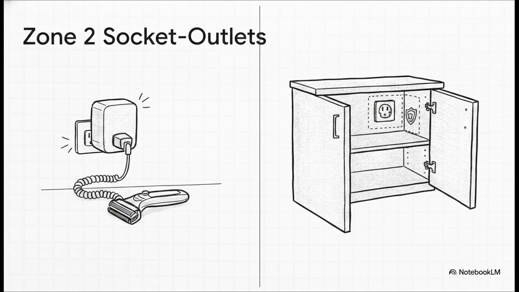Well, the rules loosen slightly, but they are still rigid. If you want a socket outlet in Zone 2, it can only be one of two things: an automatic shaver supply unit, or it has to be protected by a 30 milliamp RCD, a residual current device. And it must be physically enclosed in a cupboard that stays closed during normal operation. That is exactly why your bathroom vanity cabinets so often hide the power outlets inside them.